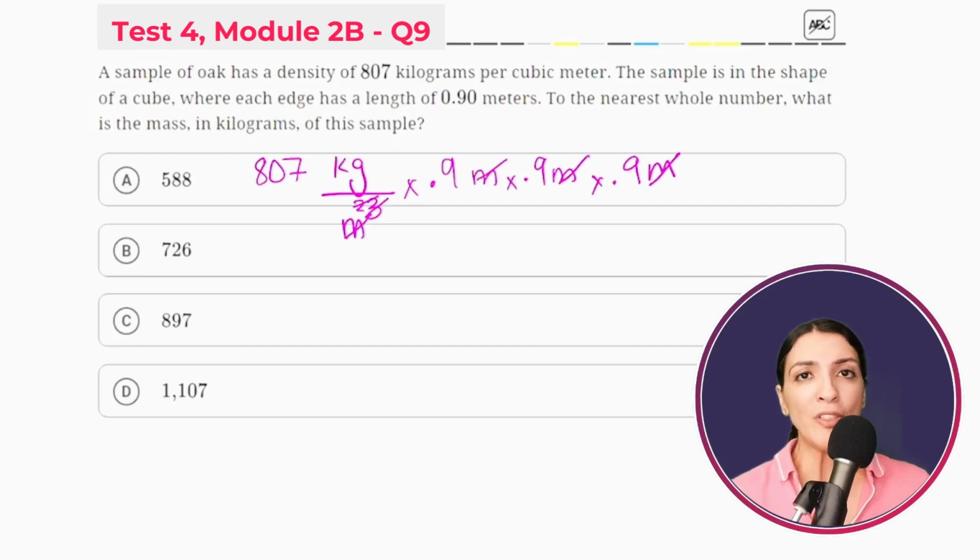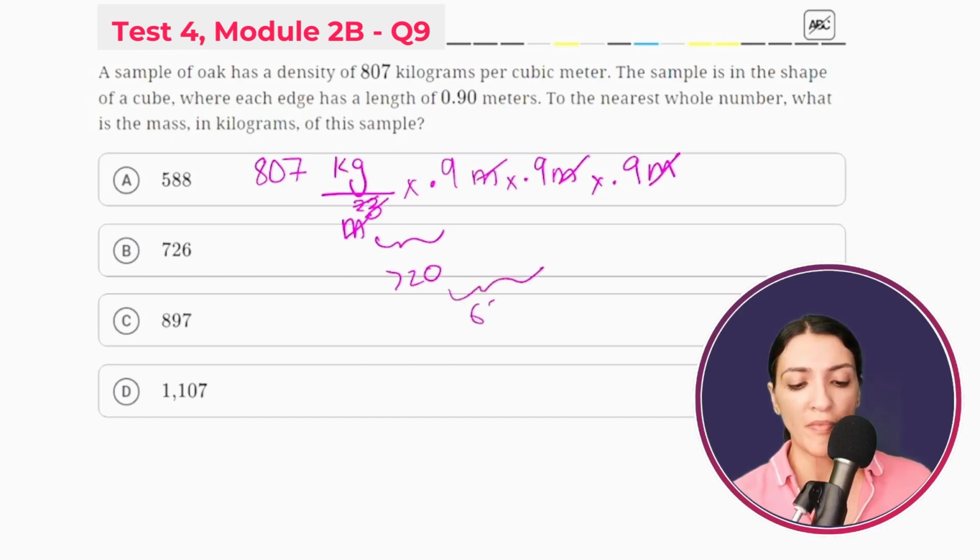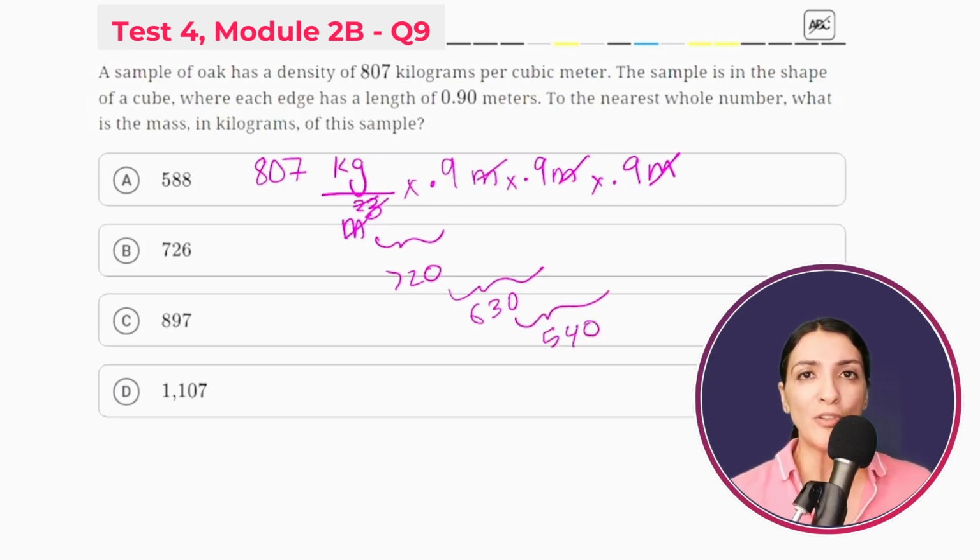Okay, we could use our calculator here, but in the spirit of estimation, let's just go ahead and estimate this answer. 807 times 0.9 is like 800 times 0.9. So that would be 720. 720 is about 700 times 0.9. That would be 630. And that's about 600 times 0.9. That would be 540. Which will lead us to choice A.